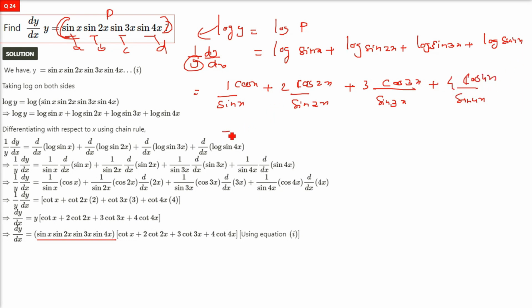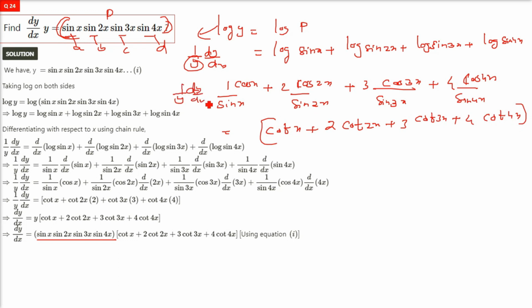So this is going to be cot x plus twice of cot 2x plus thrice of cot 3x plus 4 times cot 4x, and all has to be multiplied by the actual term, which is your y, because dy by dx is going to be this. So this is y, just multiply this. All other things remain the same. Now, if log wouldn't be there, it would be very difficult to solve this question. Log has made it so easy.